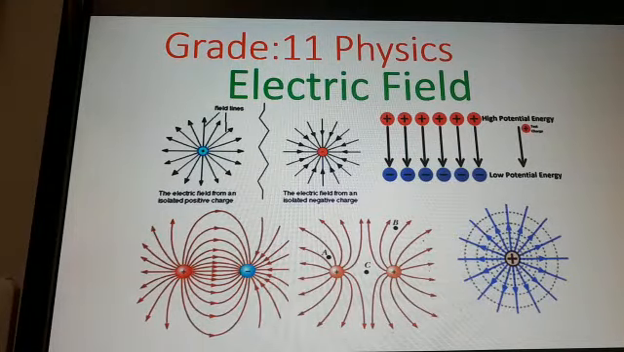This is grade 11 physics, portion electric field. This is the continuation of a previous video, Coulomb's law. In this lesson we are discussing electric field strength, then electric potential, comparing electric and magnetic field, then uniform electric field.